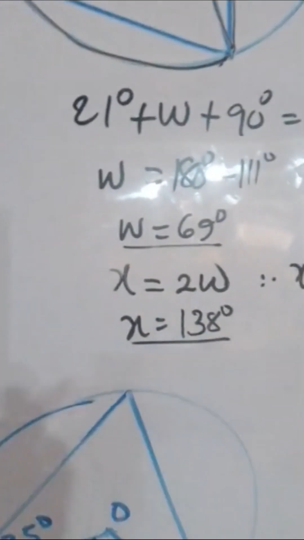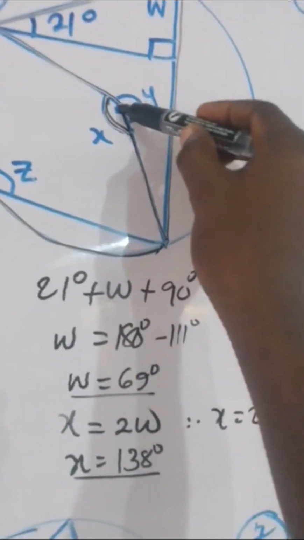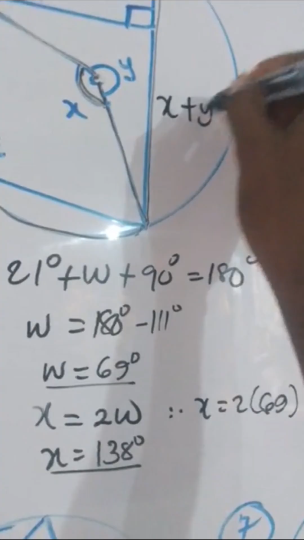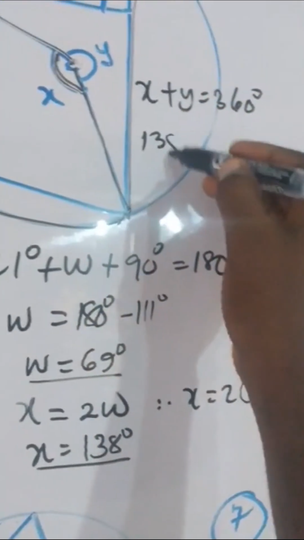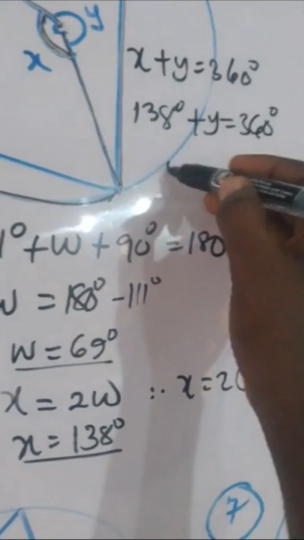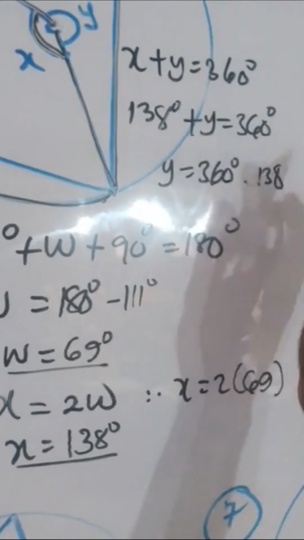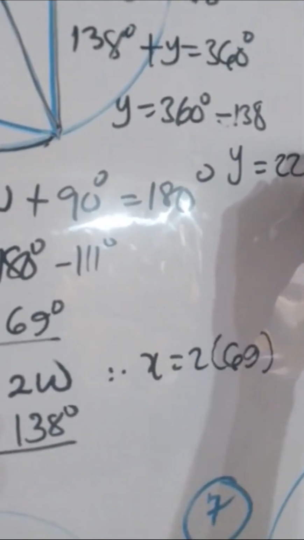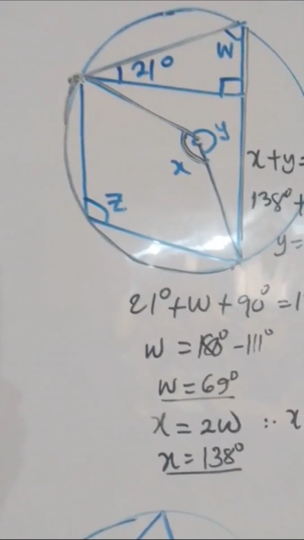138. The next you can get is the value of Y, because total angle at a point is what? 360 degrees. So if I do X plus Y, we must get what? So what is the value of X? Plus Y equals to. So what value of Y from here? So what is Y? Y equals to 222. So we've gotten X and Y. Now we cannot get the value of Z.